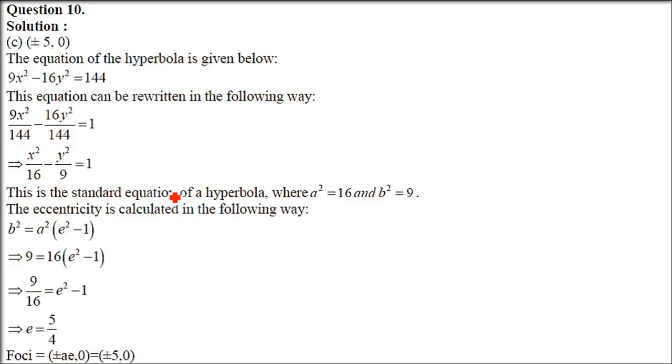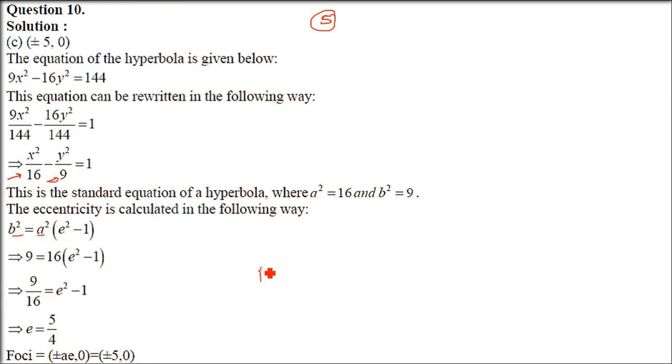The foci of the hyperbola 9x square minus 16y square equals 144. This is the fourth or fifth time we are doing this question. Divide both sides by 144. The denominators will come as 16 and 9. 16 is a square, 9 is b square. B square equals a square, e square minus 1. E will be 5 by 4.